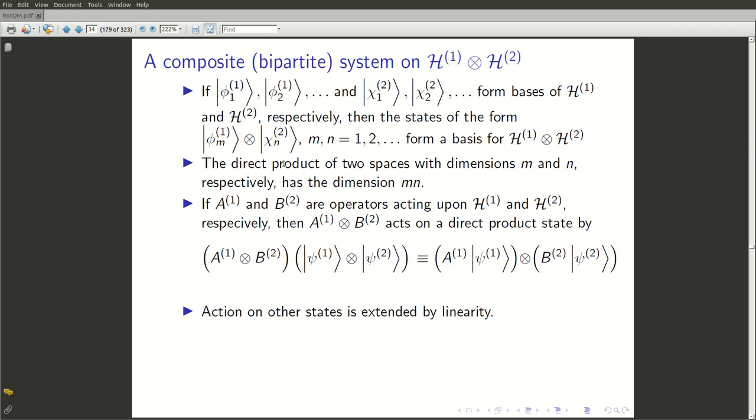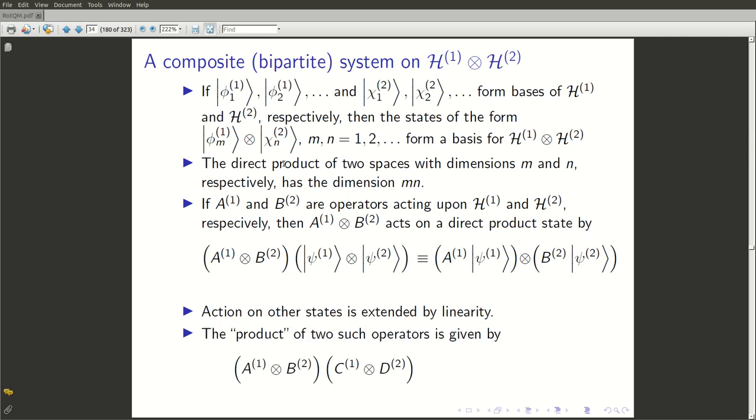Now, if you have two such direct product operators, A1 cross B2, where A1 of course acts on H1, B2 acts on H2, and another direct product operator, C1 cross D2, what is the product of these two operators? Remember, a product of operators essentially is a composition, one operator acting after another.